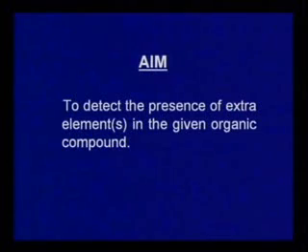Now I will tell you how to record it in your files. Okay. So first you have to write down the aim. So the aim is to detect the presence of extra element or elements in the given organic compound. Your compound may contain one element or it may contain more than one extra element. So this is the aim.